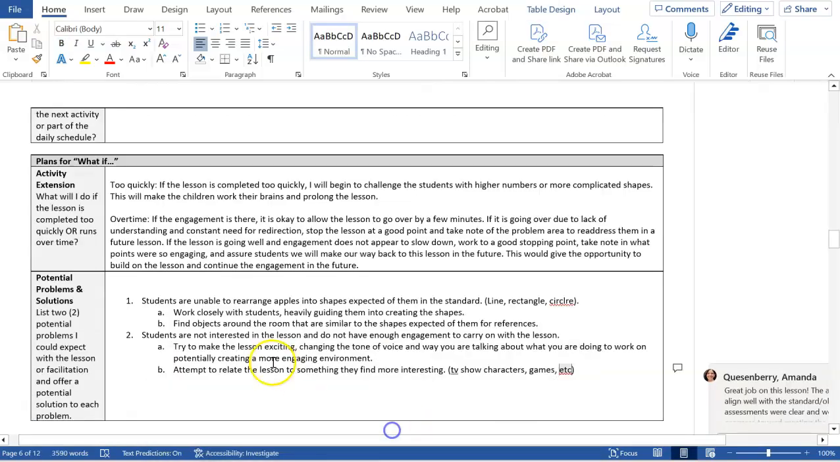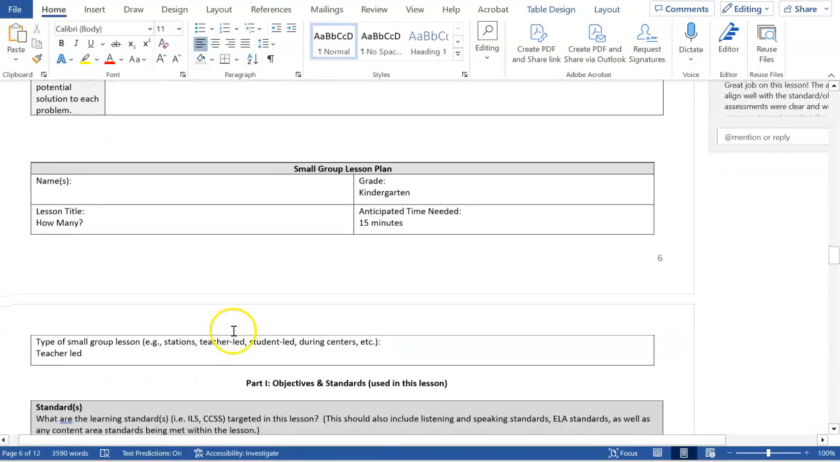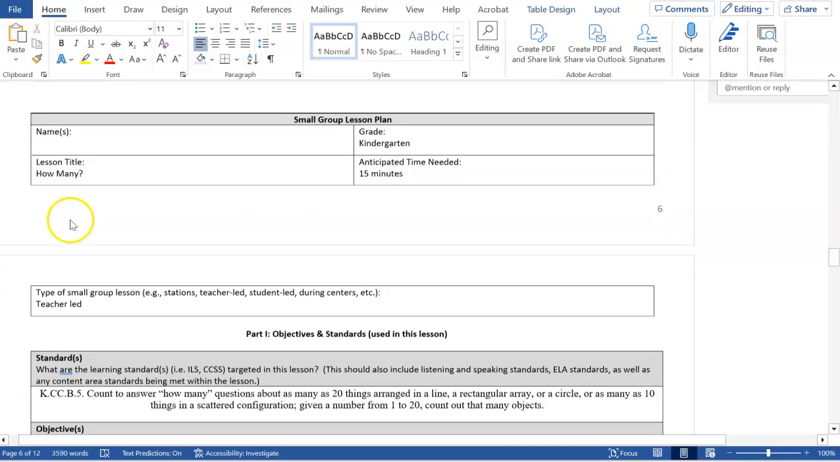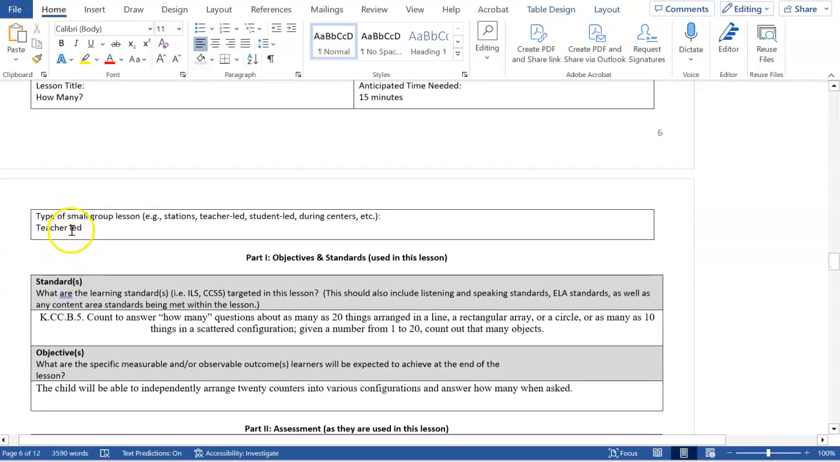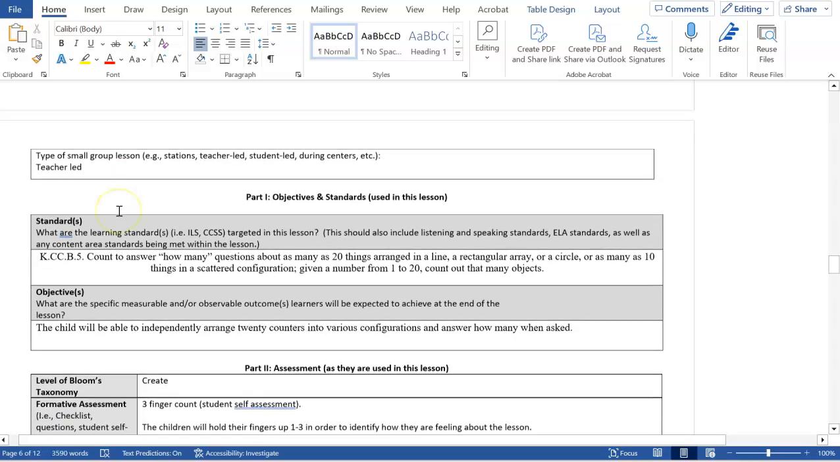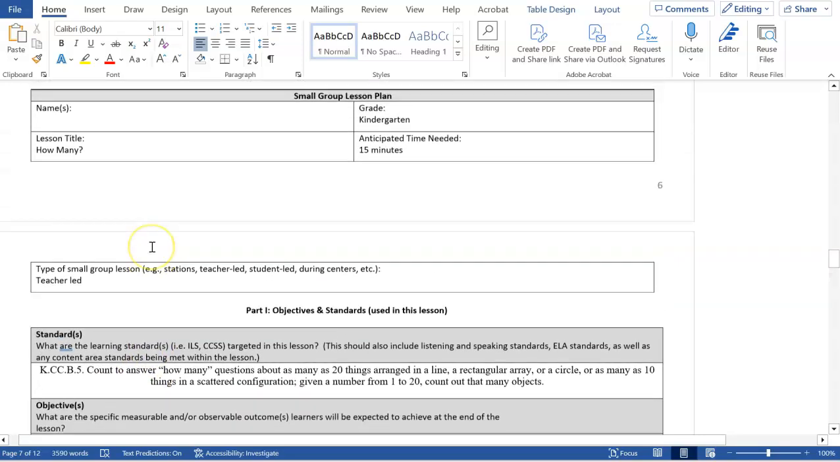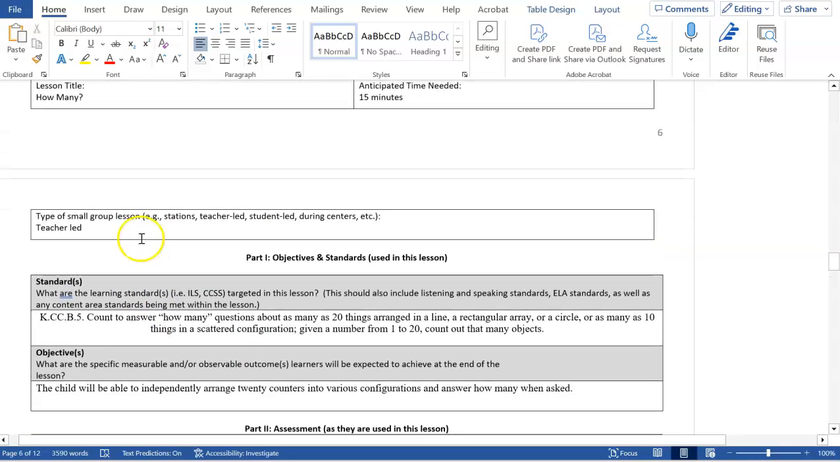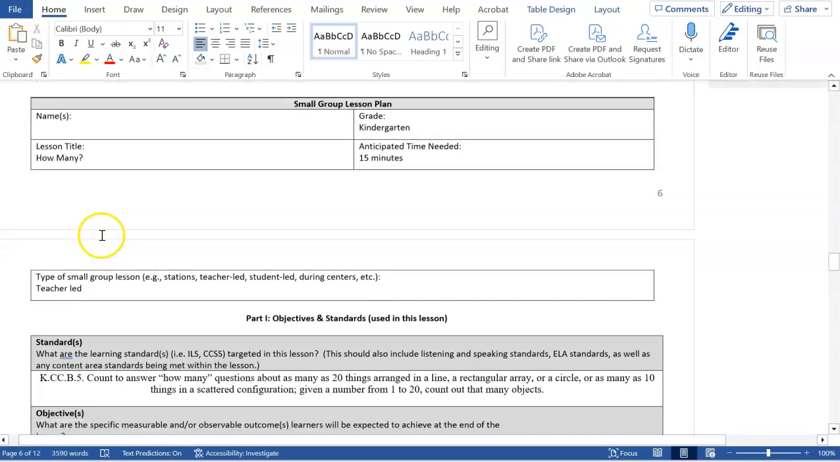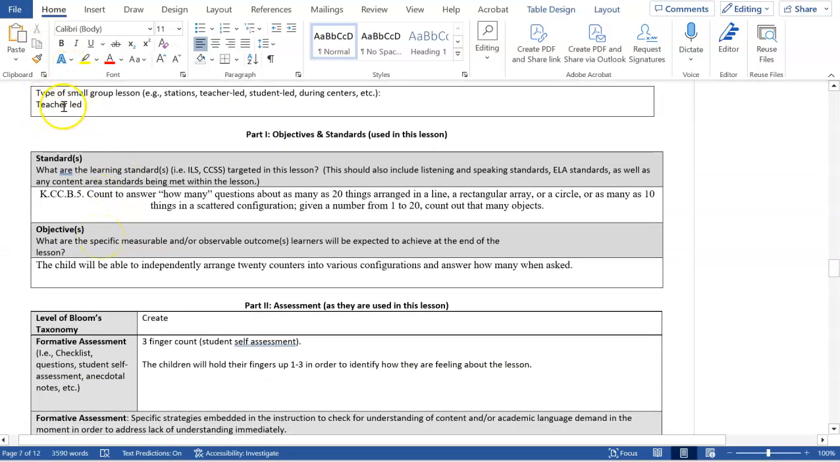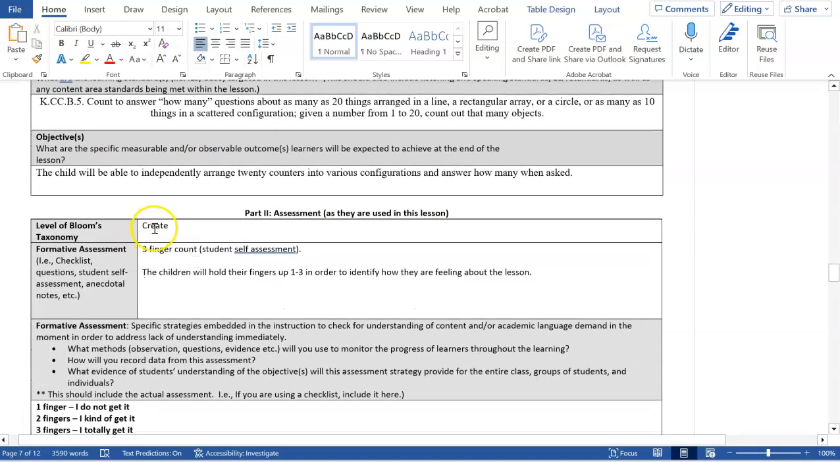So you can see in the example, she's got a slightly different title. This is going to be a teacher-led small group. You see her standard and her objective. She didn't really explain what other students were going to be doing, which I didn't. I had a slightly different title, so I guess I changed that to add a little bit more detail. So I apologize for that.